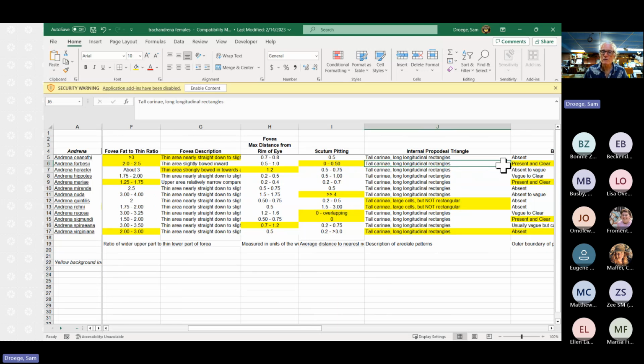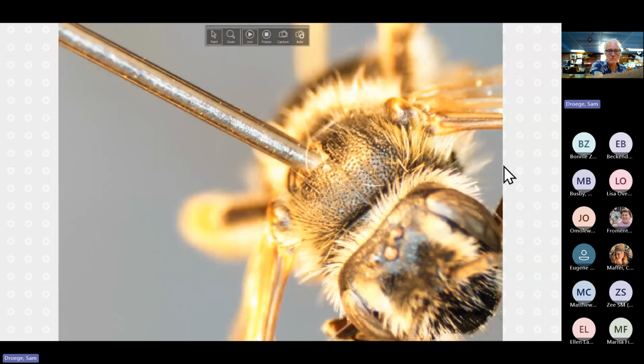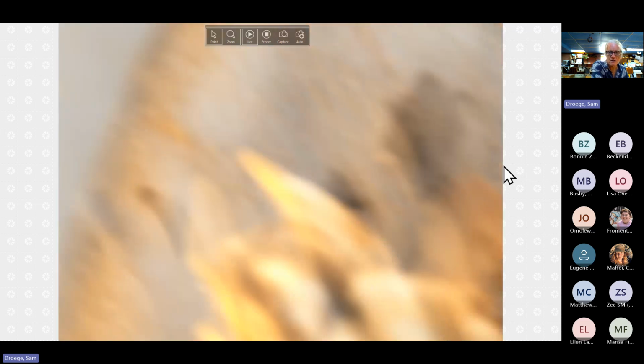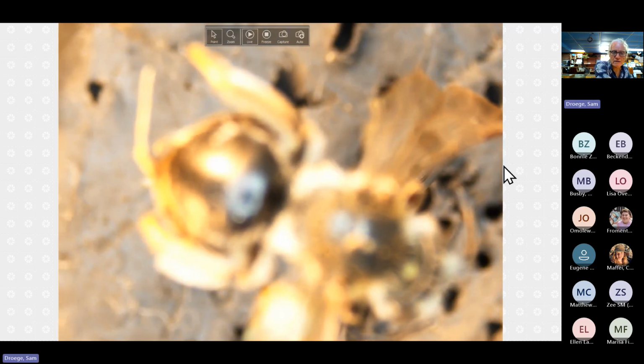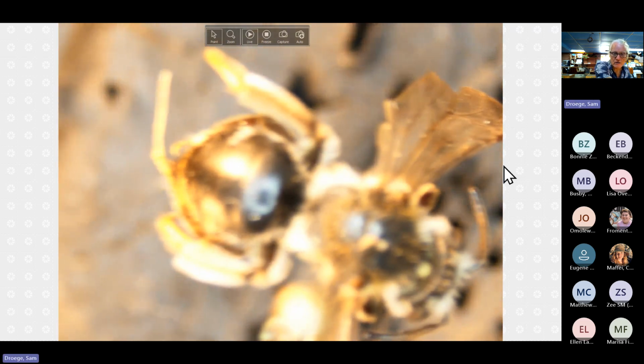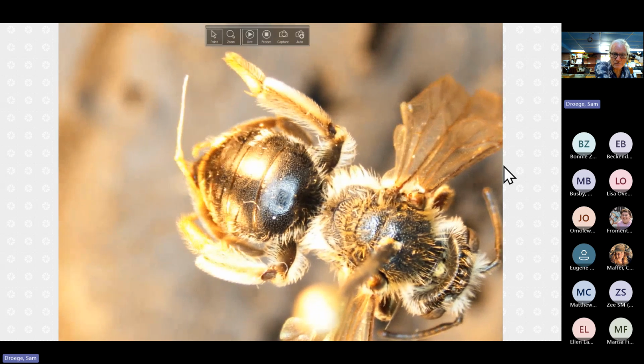Now, when we look at the internal propodeal triangle, might as well do that. We're going to see that it has a structure to it that is mostly rectangular, not all over the place, which a few species do. So this is sort of the standard presentation, not the one that you would find helpful in defining this species. But for other species, it's good.